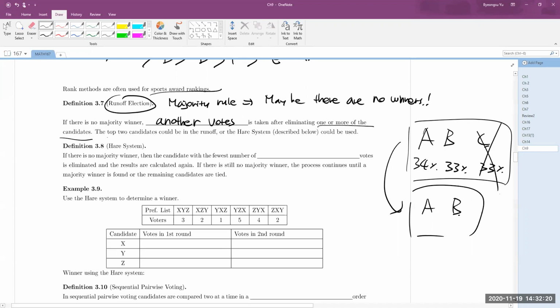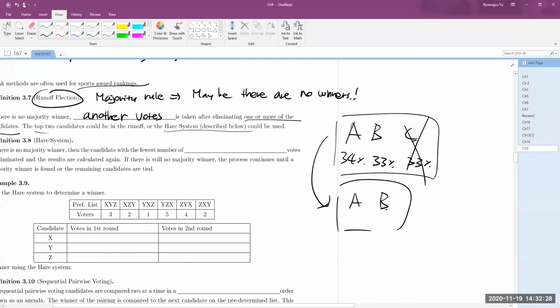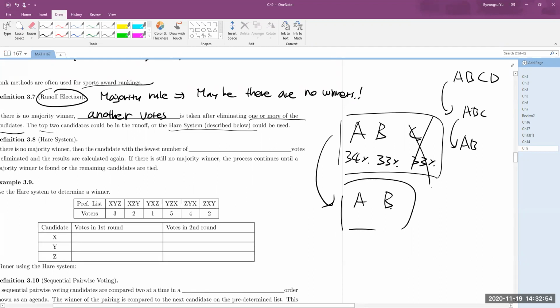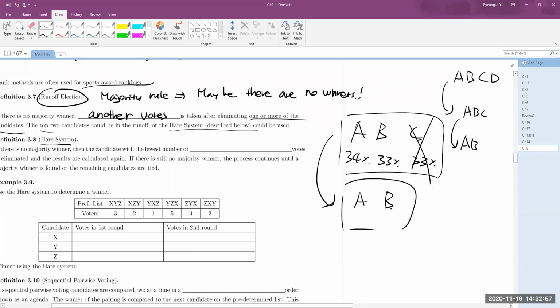And if the top candidates could be in the runoff, the Harris system could be used. In this runoff system, if it starts with 3 candidates, then it goes to 2 candidates. But if it starts with 4 candidates, then you can go to 3 candidates again, dropping out one for each election. But sometimes, holding an election also has a lot of costs. So instead of doing this, we can use something called the Hare system.